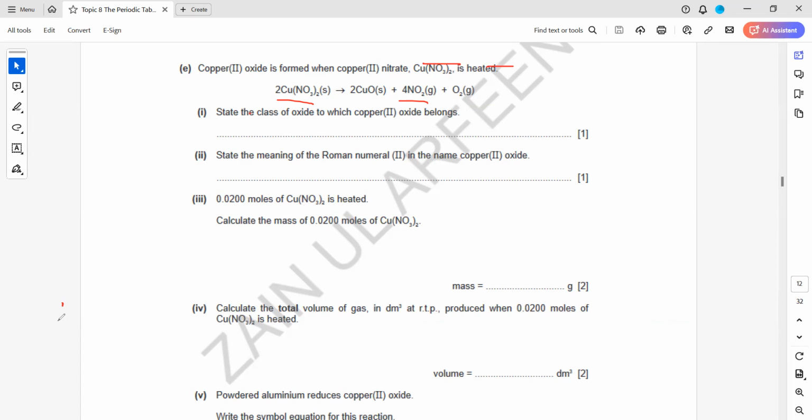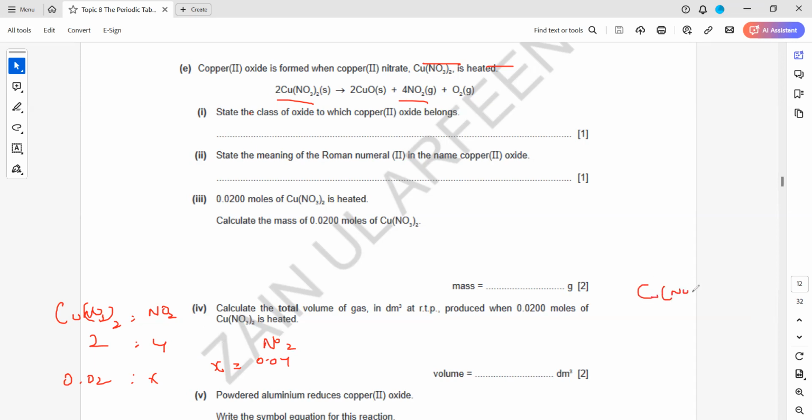So first we find the moles of nitrogen dioxide. The ratio between copper nitrate and nitrogen dioxide is 2:4. If 2:4, then for 0.02 it will be x. Cross multiply: 0.02 multiplied by 4 is 0.08, divided by 2. So it will be 0.04. These are the moles of nitrogen dioxide.